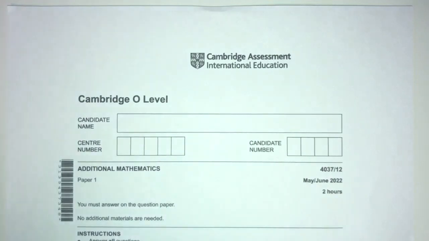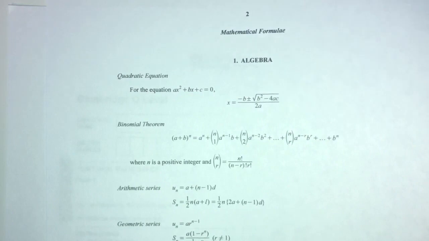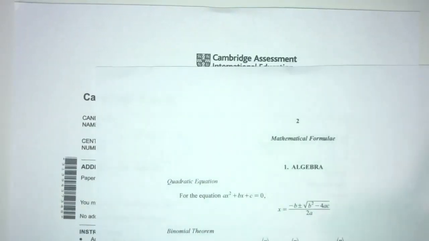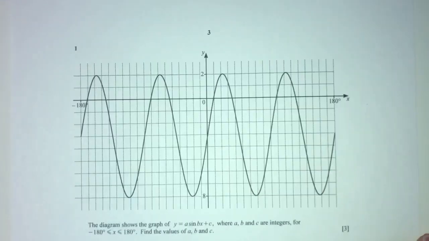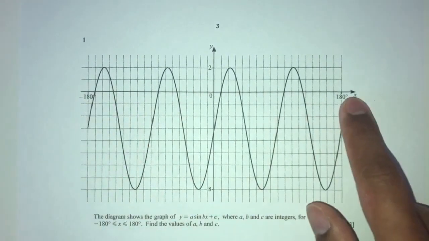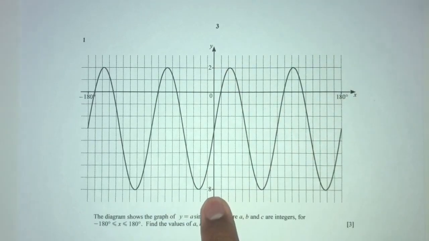As you guys must know by now, we will also be given a list of formulae to help us for the rest of this paper. Okay, so let's move on to question number 1. So here we have a graph given to you. We have a few values here: minus 180, 180, and a value of 2, 8.